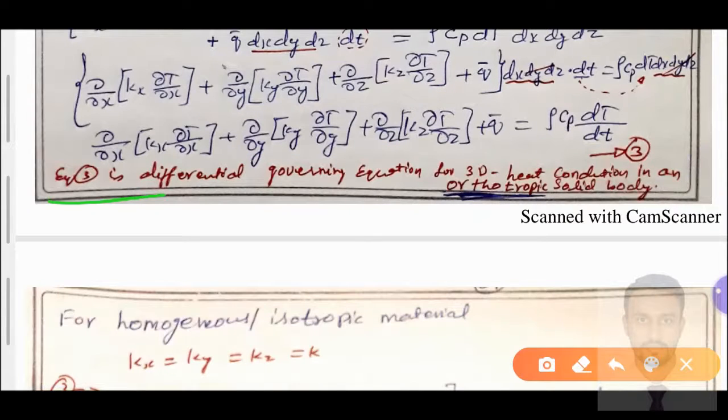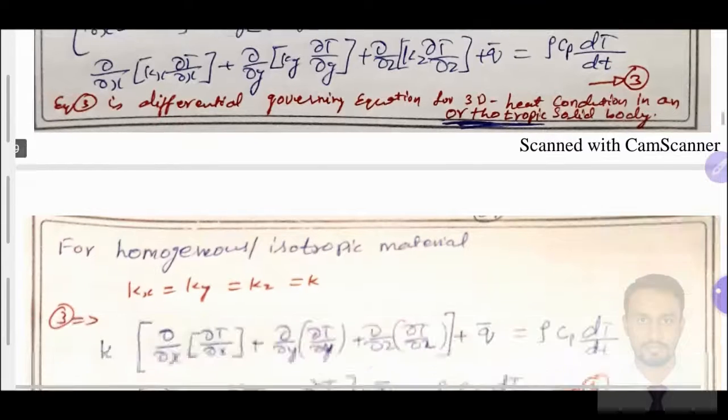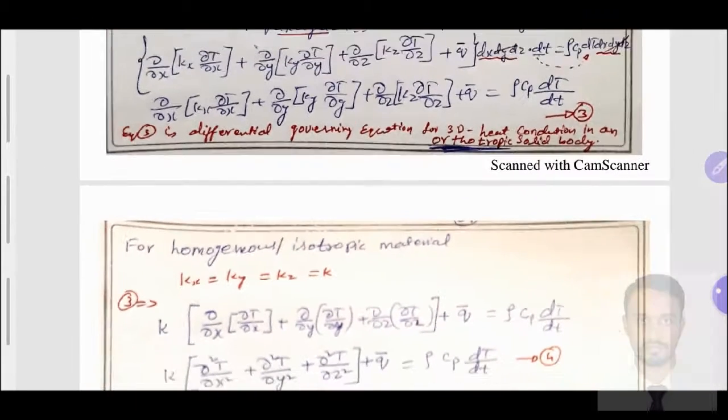Then equation number 3 is a differential governing equation for three-dimensional heat conduction in an orthotropic solid body. This equation is satisfied for orthotropic material, not for an isotropic material. We'll solve the problems on isotropic material, so we need to bring in how the isotropic material will take place.